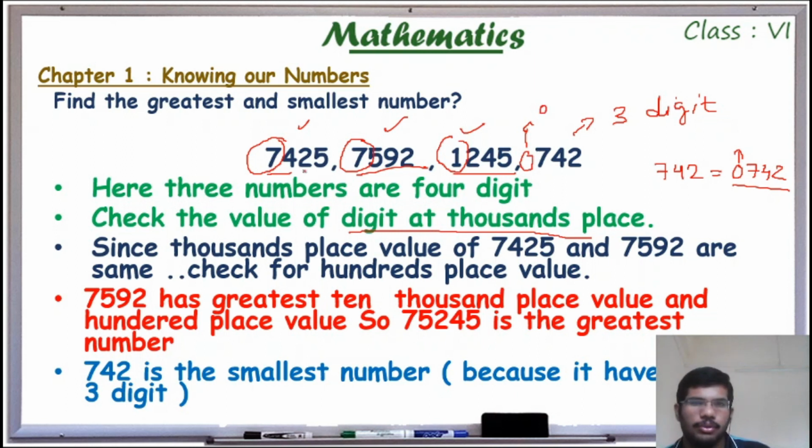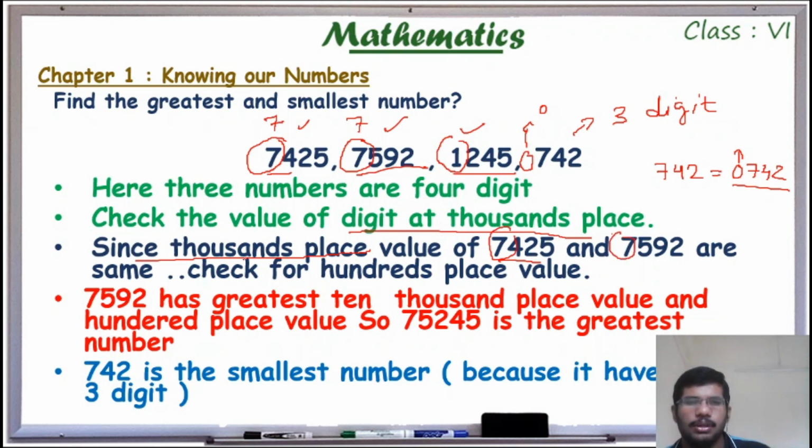So here are 2 numbers with the greatest digit 7. The thousands place value holds 7 for these 2 numbers. So since the thousands place value for 7,425 and 7,592 is 7 for both numbers, they are the same.